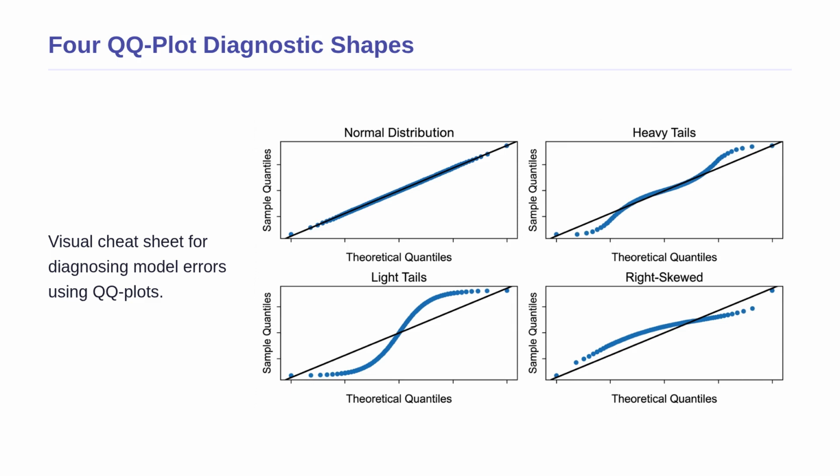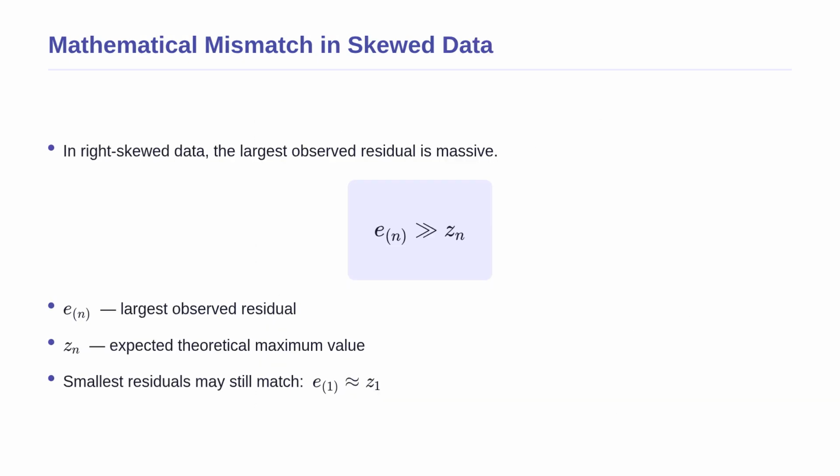Let us look closer at the mathematics behind that U shape we just saw for right-skewed data. In a right-skewed dataset, the largest observed residual is significantly greater than what the theoretical normal distribution predicts. The symbol shown means much greater than. The theoretical model expects the highest value to be Zn, but the actual data produces a massive outlier. Meanwhile, the smallest residuals might still closely match the theoretical predictions, meaning the left side behaves exactly as expected. The problem is entirely isolated to the unusually large positive errors.